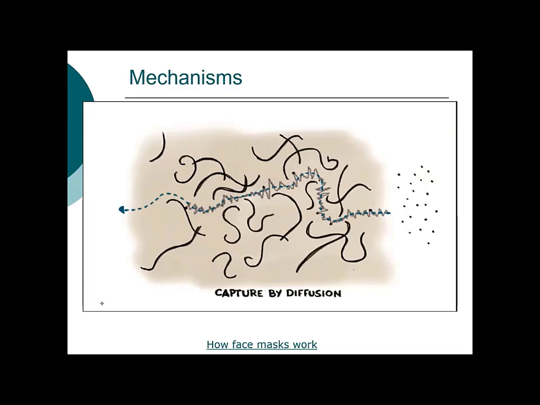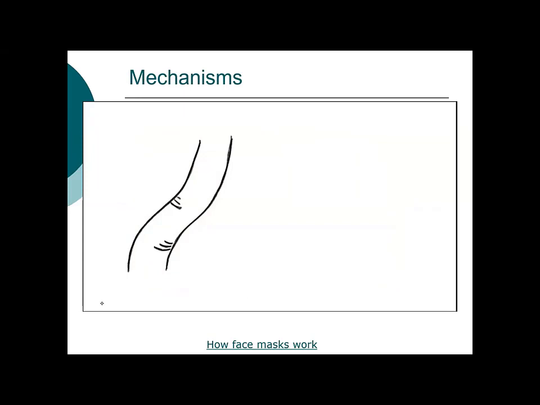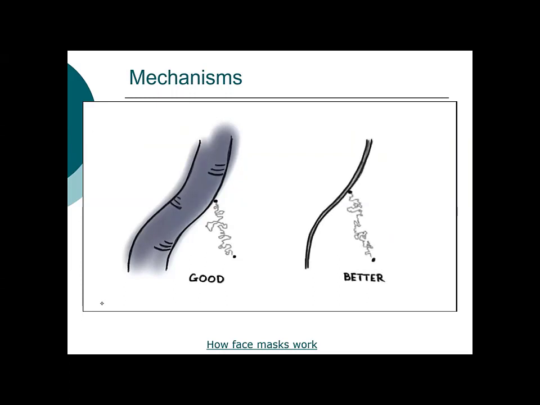Because of the way diffusion-based capture like this works, the finer the fibers are that the material is made of, the more effective they are at collecting these fine particles. So much so that some filter materials are made of a web of incredibly thin fibers that are held in place by a mat of much coarser ones.